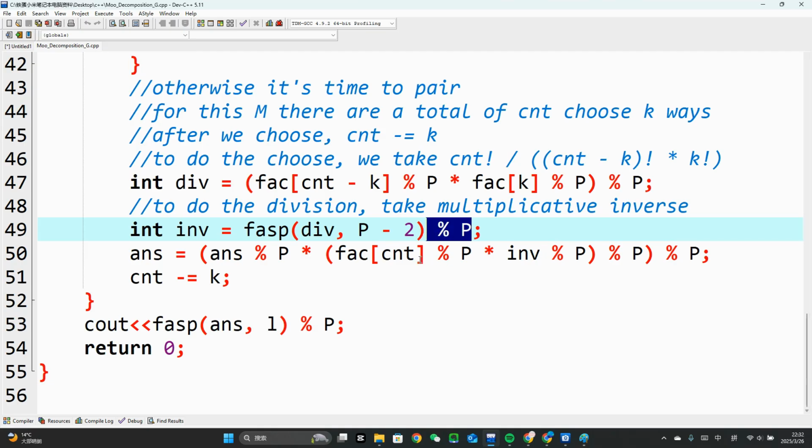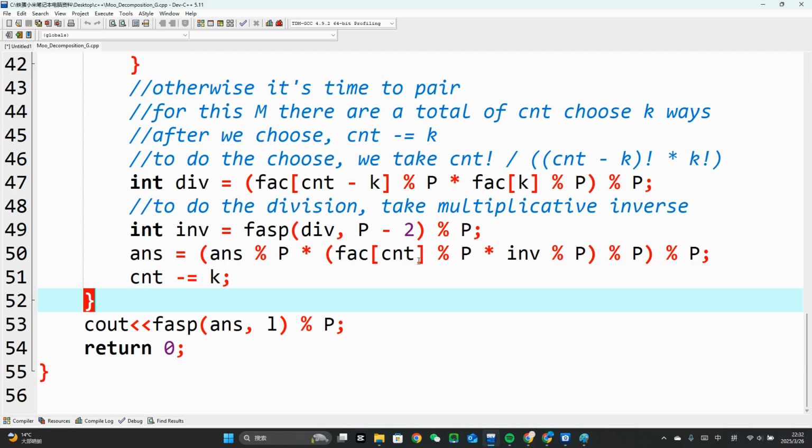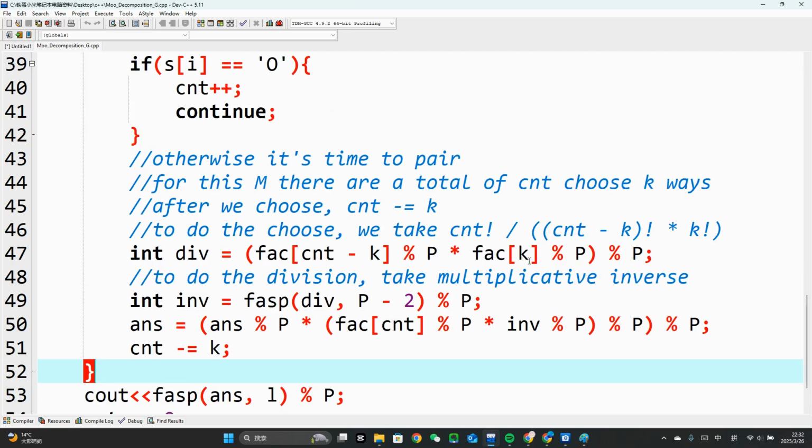If you don't know Fermat's Little Theorem, go search it up. I have not made a video on that yet. And the rest of the process is just straightforward.